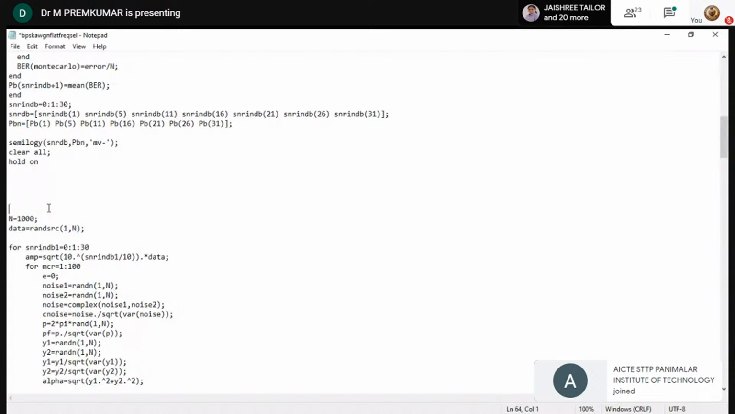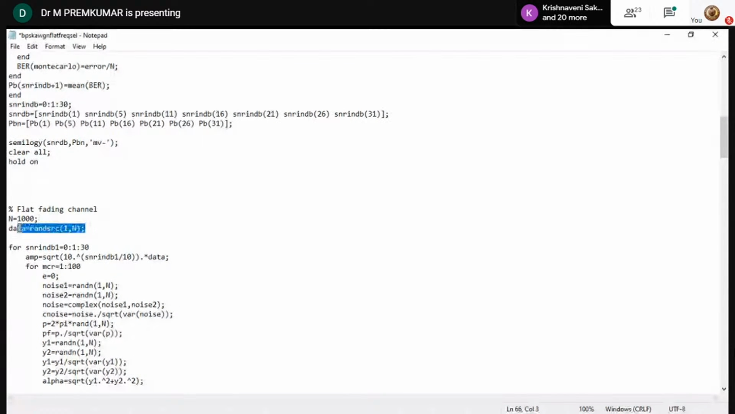So from here onwards, we have the concept of a flat fading channel. n is once again considered to be 1000. It is the same setup actually. We consider the data to be rand SRC of +1 and -1. Then the SNR value is considered to be 1 to 30. The amplitude is defined once again. Then we define MCR, the Monte Carlo runs.